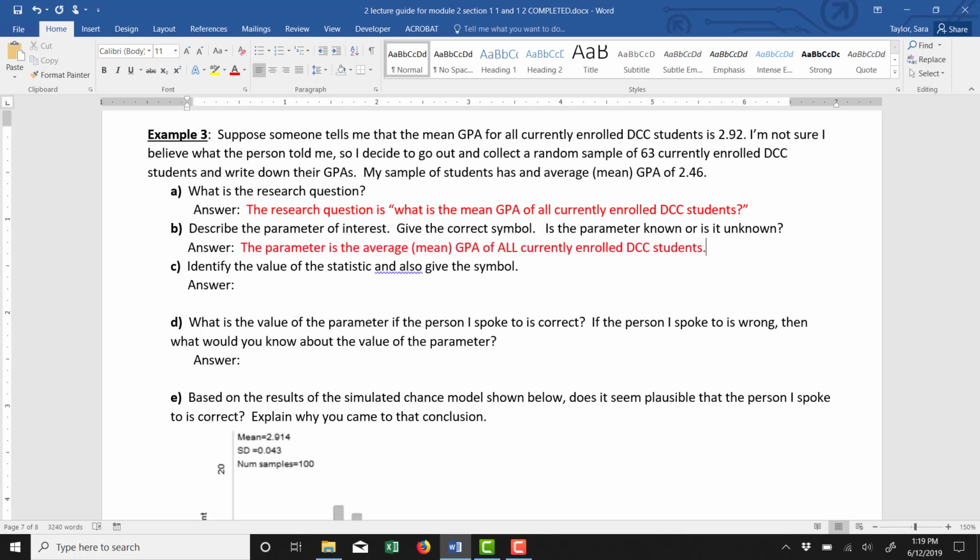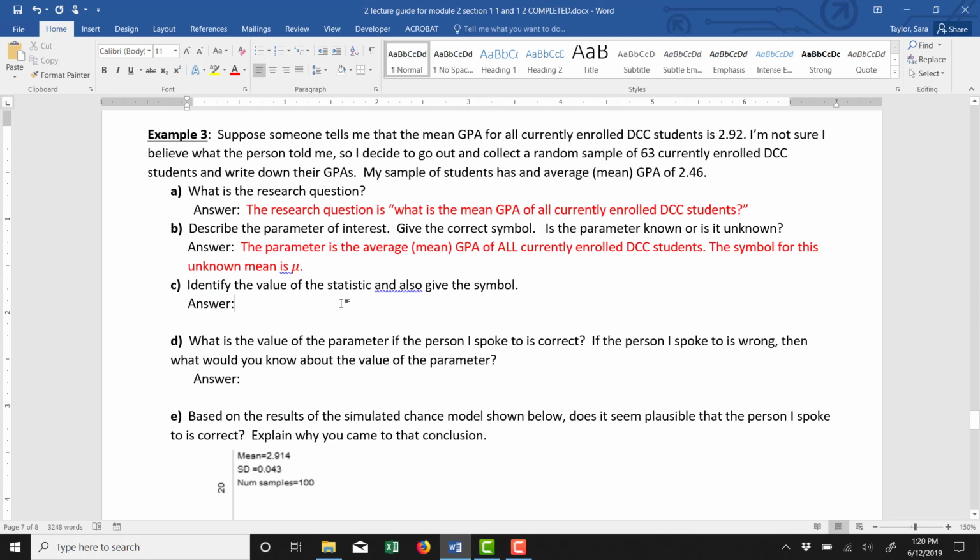Now recall, that would mean we would have to go out and talk to every single DCC student, which is way too many students for us to talk to. We would write down all of their GPAs. We'd have this great big list of numbers, and then we'd have to find the average, the mean of all those numbers. And we can't do that, obviously, but it is a number that exists, and its symbol is mu.